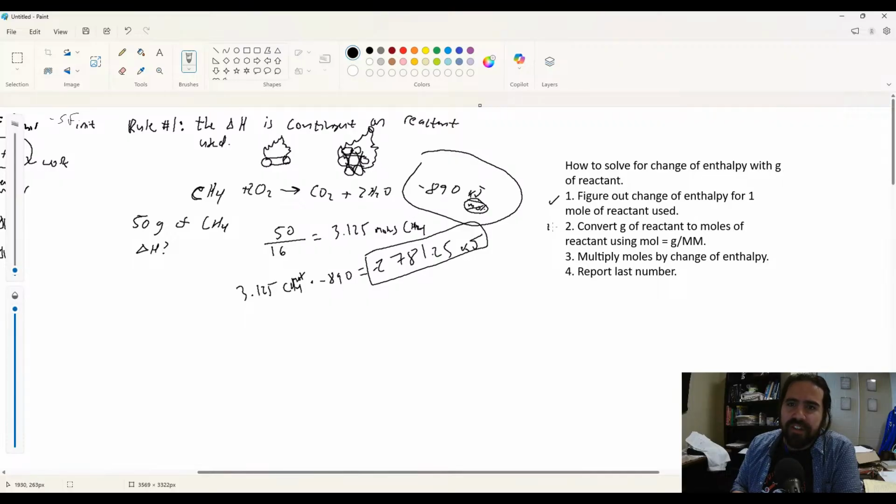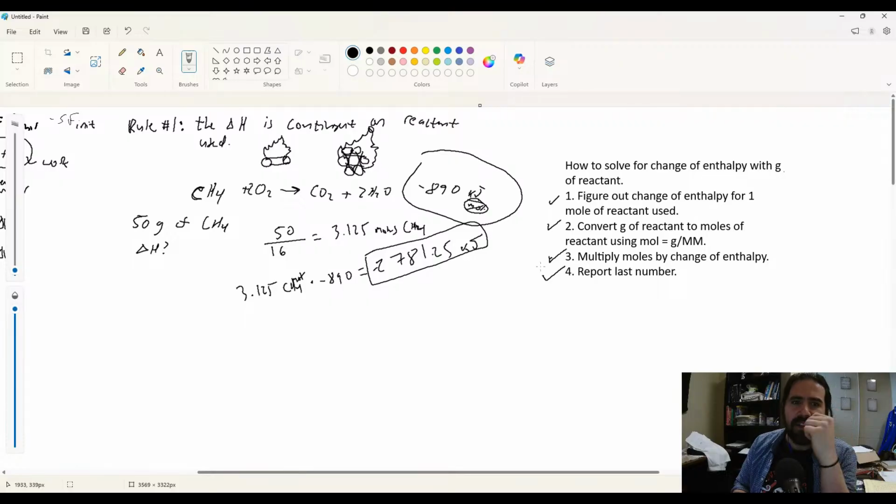So first things first, to solve for a change of enthalpy given a gram of reactant, you're going to figure out what the change of enthalpy for 1 mole of reactant being used is. That's typically given. Secondly, you're going to convert grams of the reactant to moles of the reactant using moles equals grams over molar mass. Then you're going to multiply moles by the change of enthalpy. And that's going to give you your final change of enthalpy given the reaction parameters.